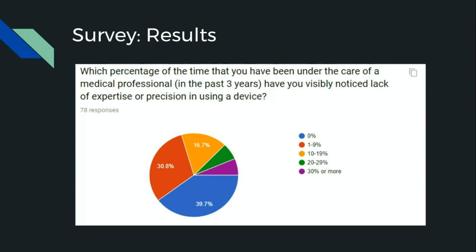So this question is more of a feedback related question. This question gauges if the patients have visibly noticed any lack of experience or precision using a device. And this is actually pretty alarming because you see that more than 50% of the people we surveyed actually noticed some sort of lack of precision or expertise in medical professionals using a device, which is not necessarily something we would want, because out of any of that 1 to 29% that they notice a lack of precision, there could be an incorrect usage that could lead to risks in their healthcare. So that is something that does strike as an important feedback from this question.